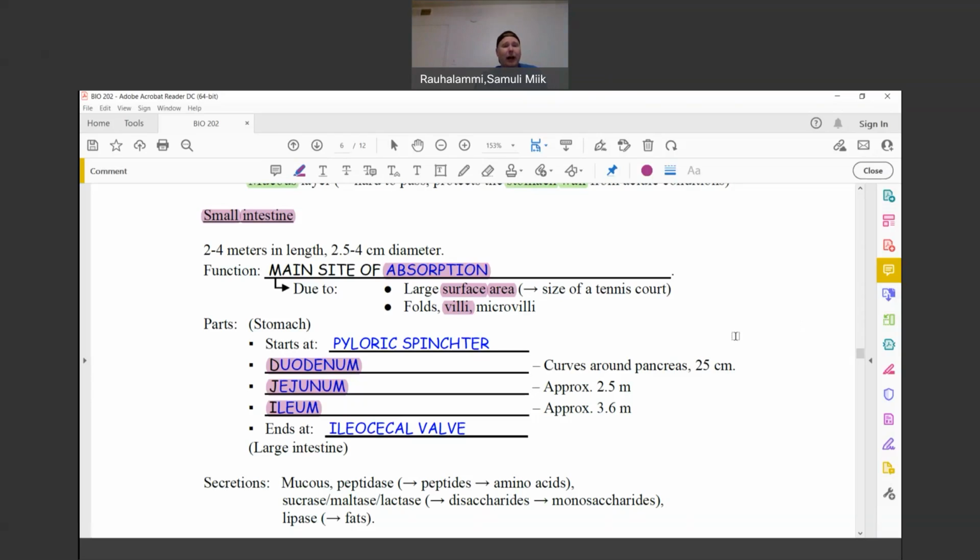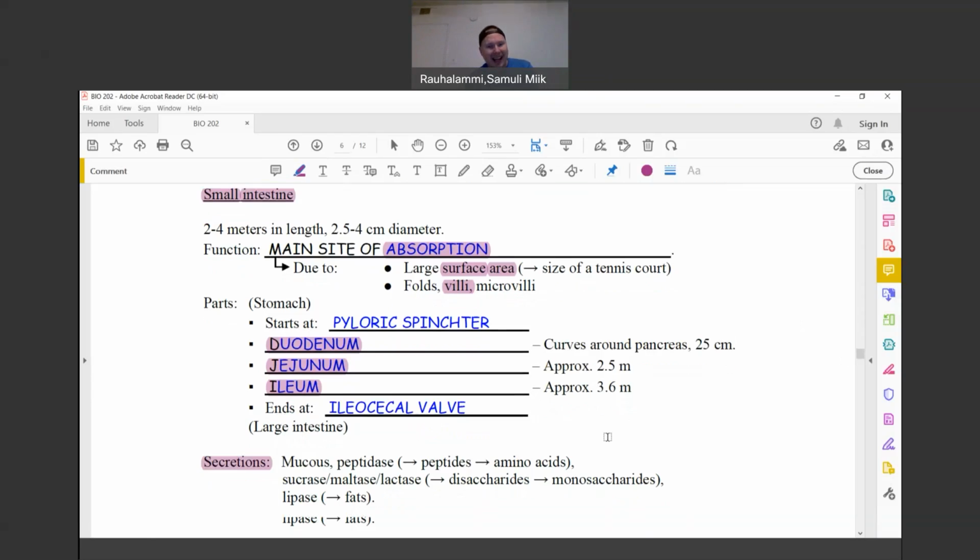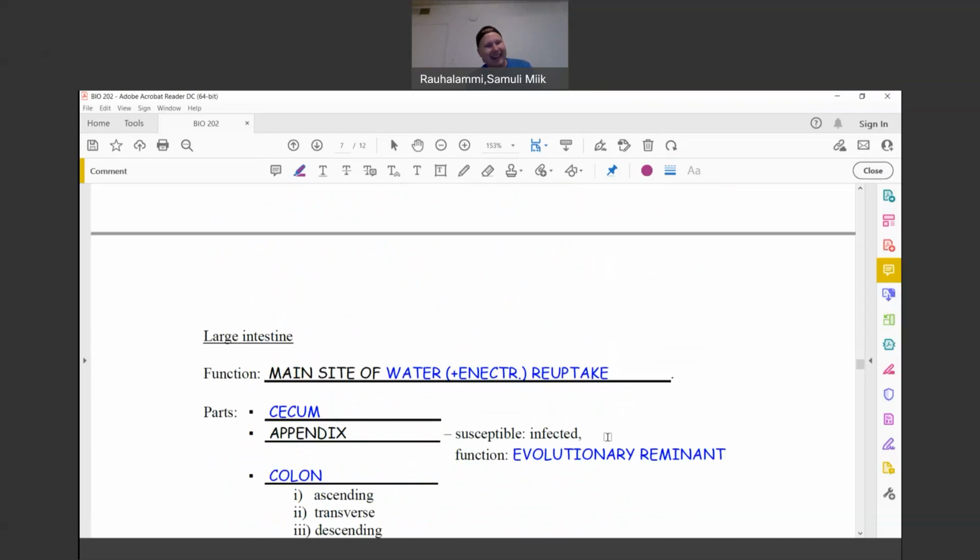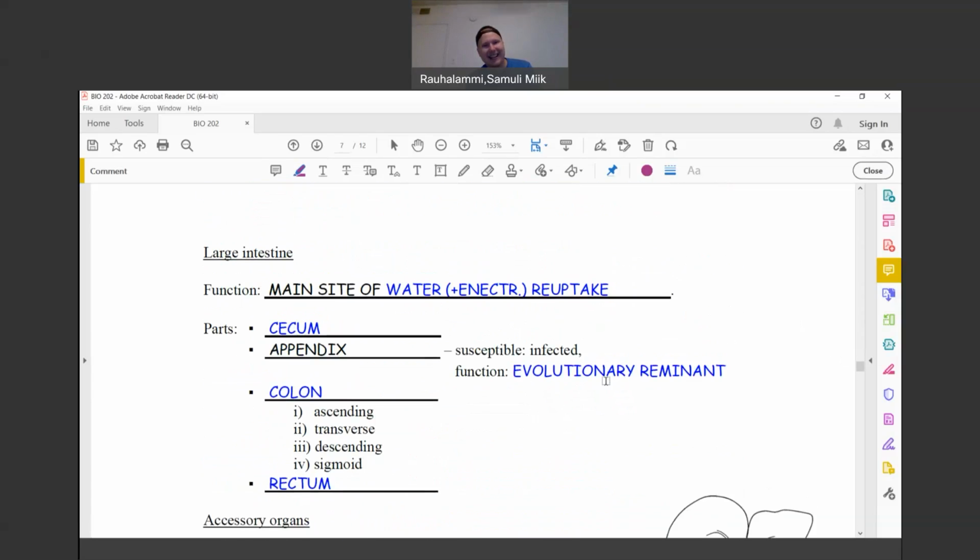I've listed here a few secretions of the small intestines. I'll let you review those if that's something you're interested in. We're simply going to jump onwards and upwards with the large intestines. So let's discuss large intestines.